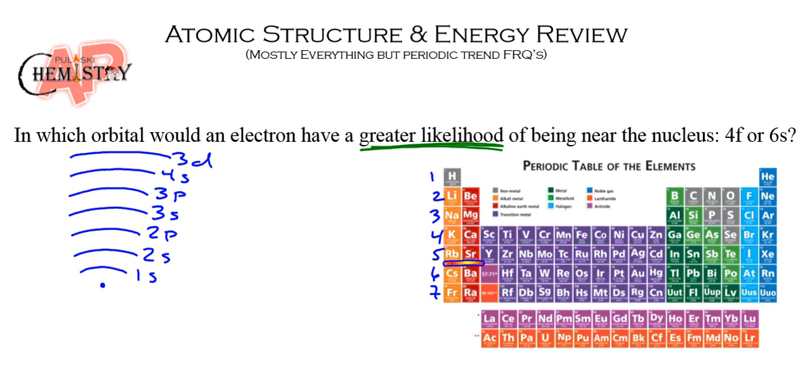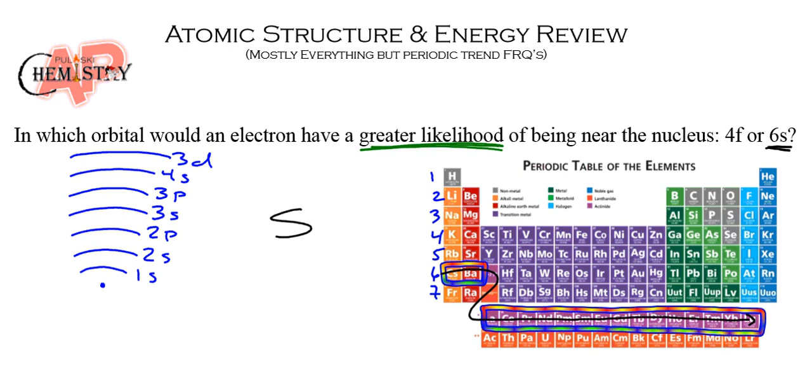So let's take a look. This is my 6s. That's my 4f. You need to be very aware that these are connected. After the 6s, I go through the 4f. So the 6s is first. So the 6s should have a lower energy, and in that case, should be closer to the nucleus. All based on the periodic table. Hope you did well.